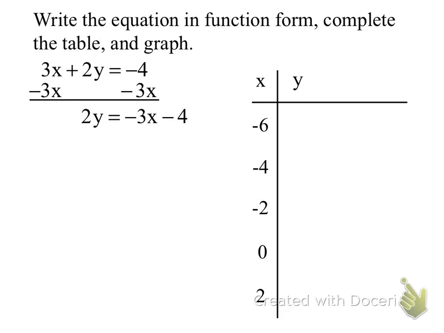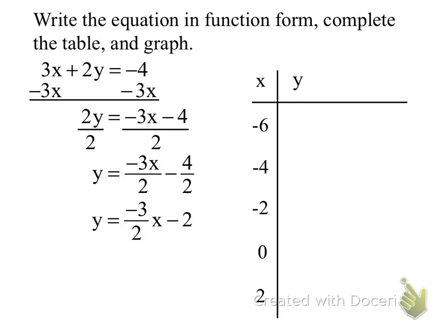Nicole, what would I do next? Next you have to divide 2 on both sides of the equation. On both sides or all terms? So that means 2y is divided by 2, negative 3x divided by 2, and negative 4 is divided by 2. Now I'm going to keep the improper fraction in front of the x. But 4 divided by 2 is what? 2. And that's much easier to work with in an equation. So that's the equation I'm going to substitute in.